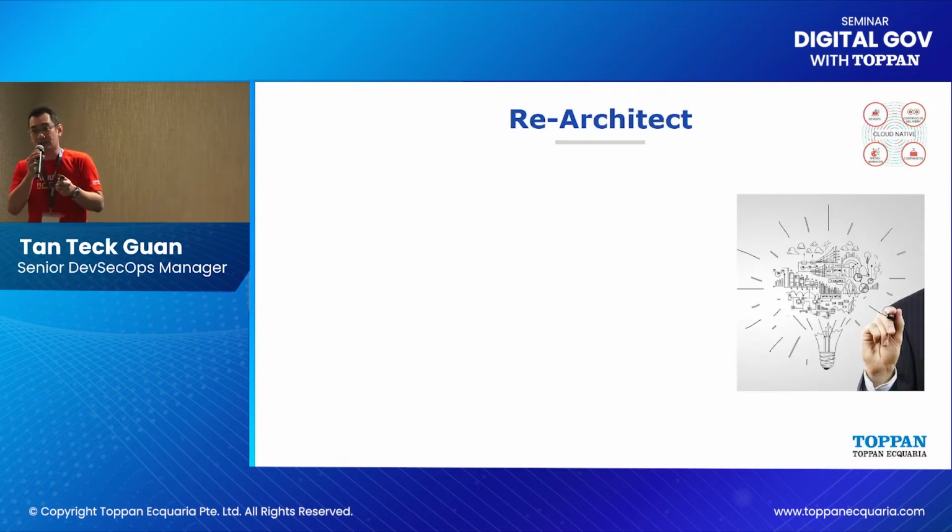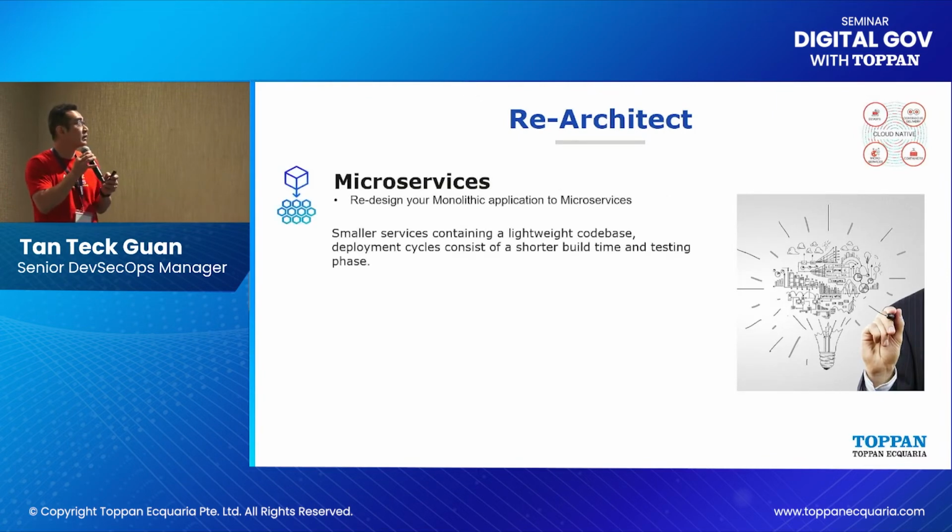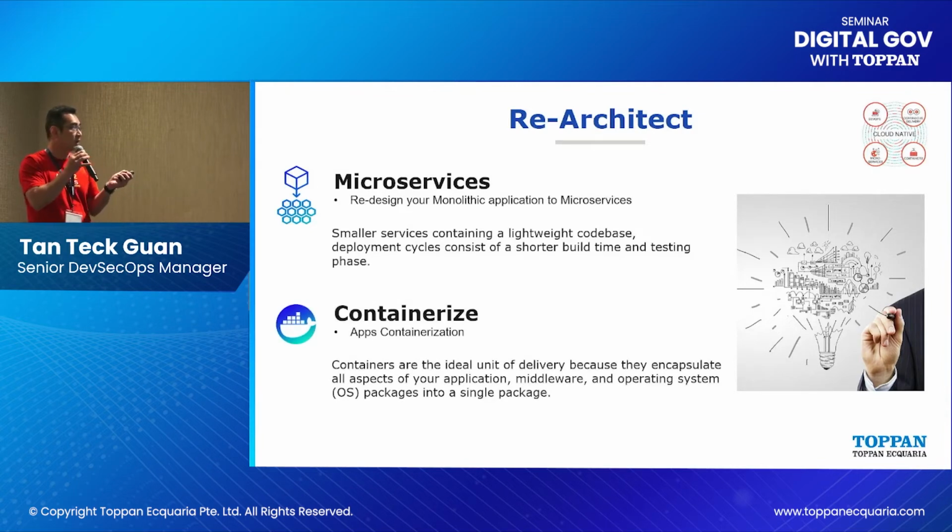So re-architect, the next word. Are you going to redesign your monolithic application into microservices? Microservices have a lightweight deployment cycle, consisting of shorter time to build and test. So when you have a new rollout, your app team can build microservices, which can be containerized and run on the cloud native platform.